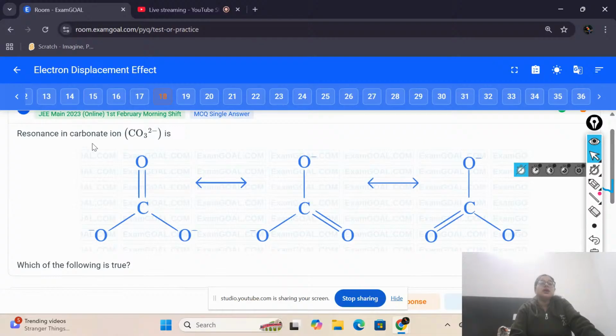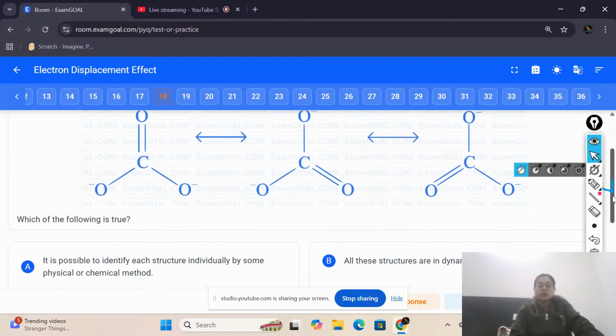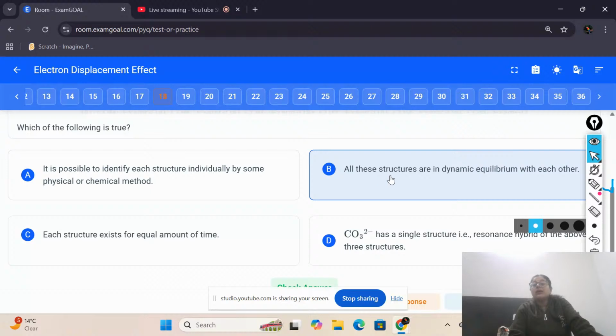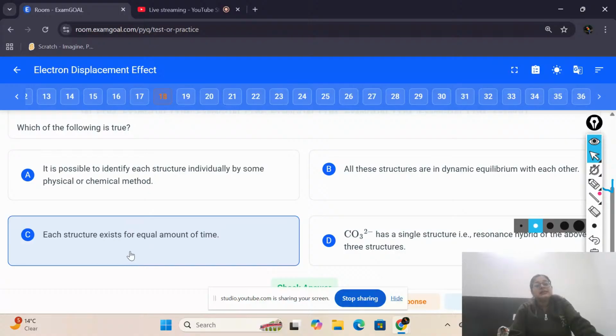Resonance in the carbonate ion is in all the three. Which of the following is true? Is it possible to identify each structure individually by some physical or chemical method? Not at all. Are all these structures in dynamic equilibrium? Not at all. All these are imaginary structures. Does each structure exist in equal amount? Not at all. Imaginary structures.